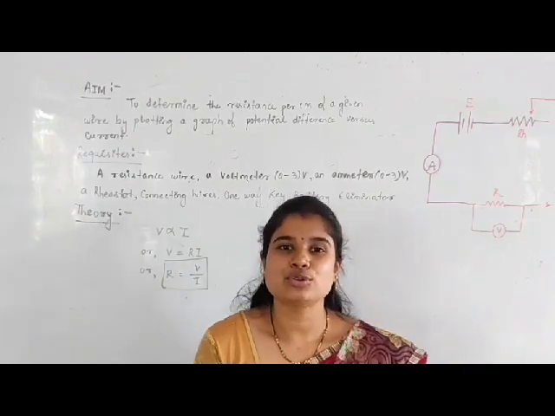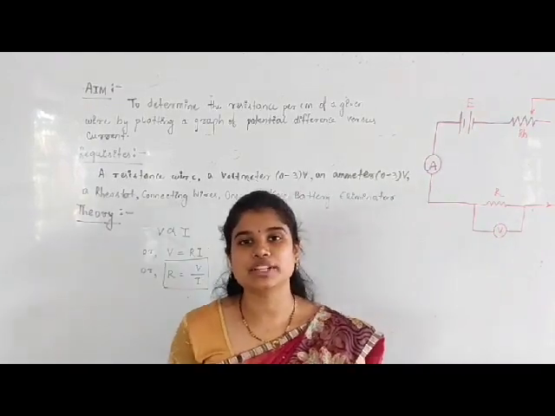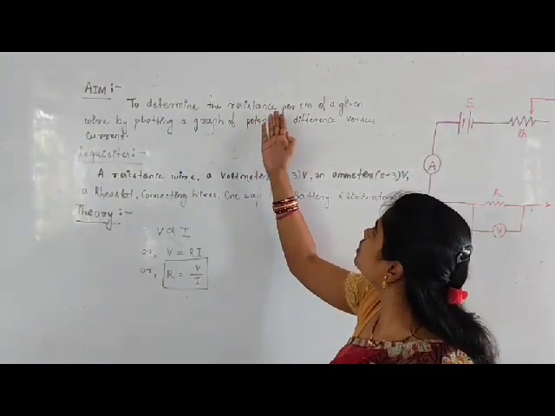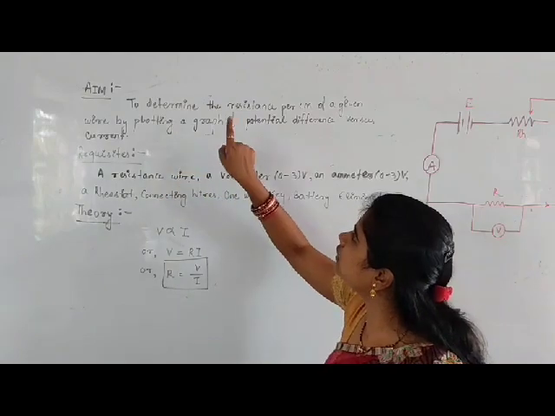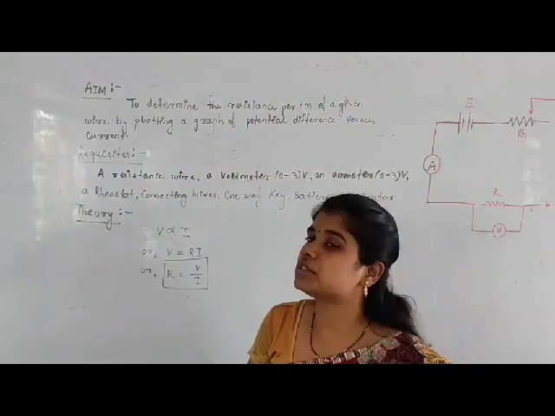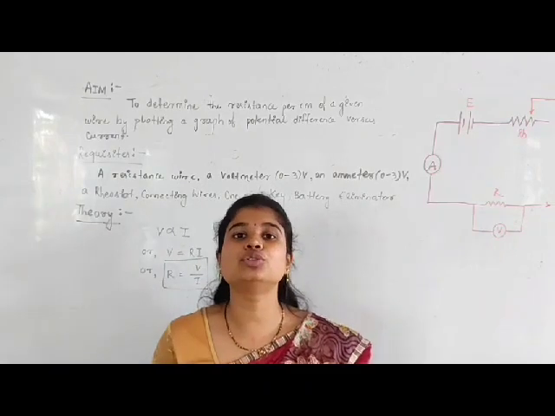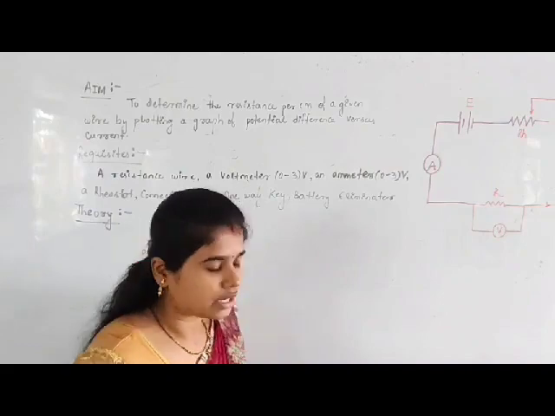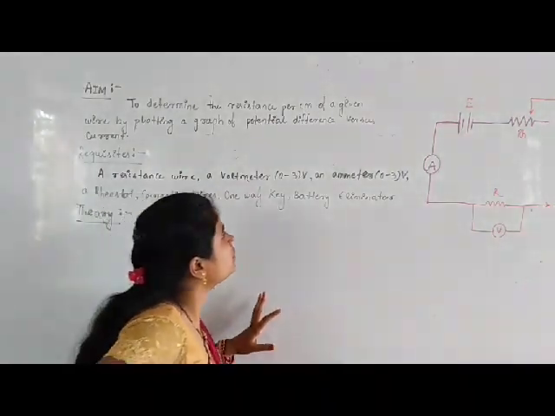Okay, so today as you can see in my back, we are here for one more experiment, that is to determine the resistance per centimeter of a given wire by plotting a graph of potential difference versus current. So indirectly we can say we are going to verify Ohm's law. Now you can see what apparatus we require for this experiment.